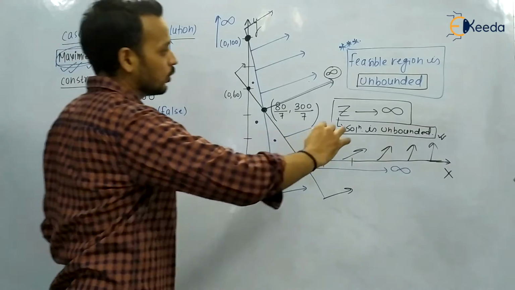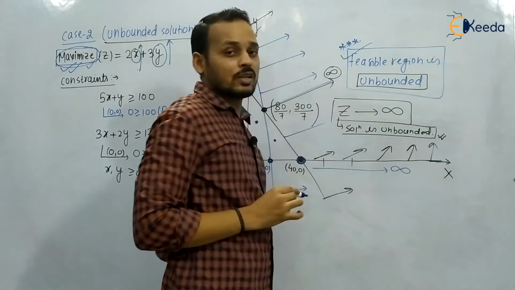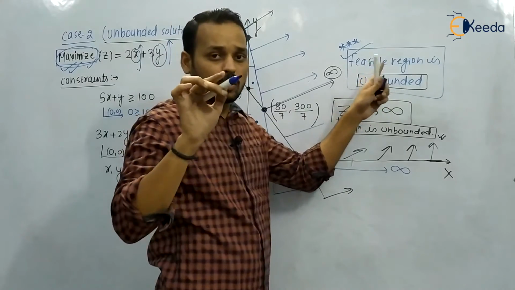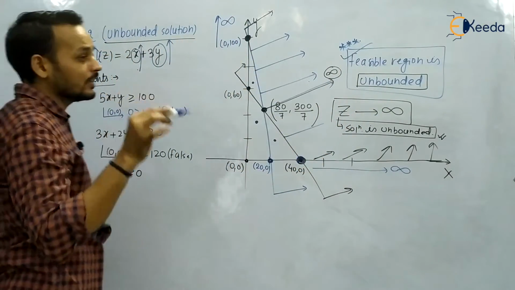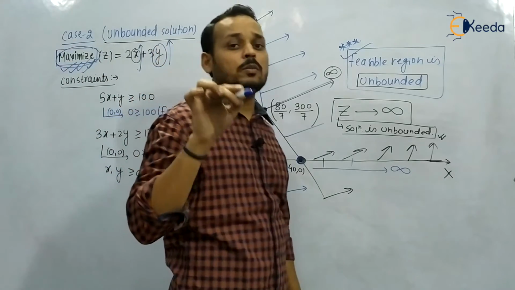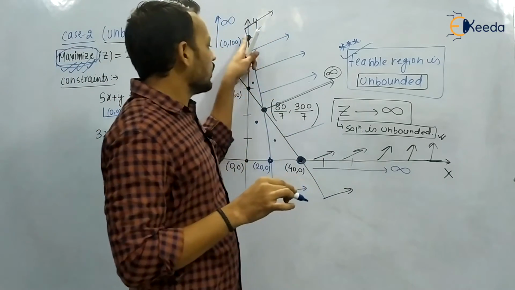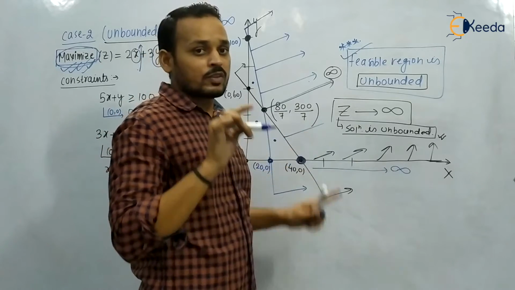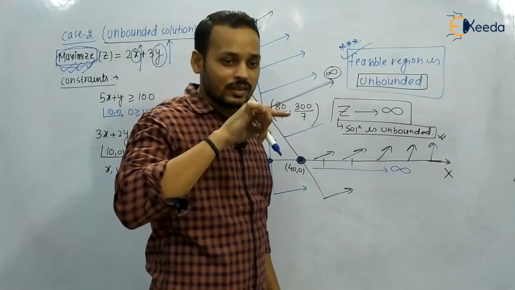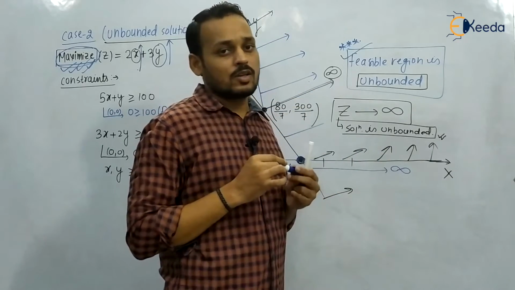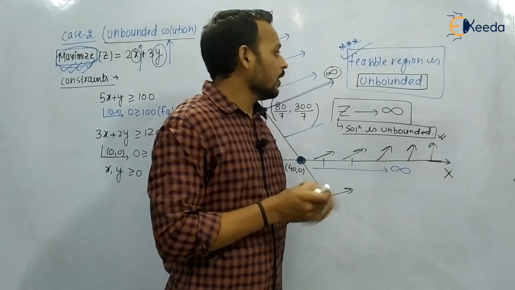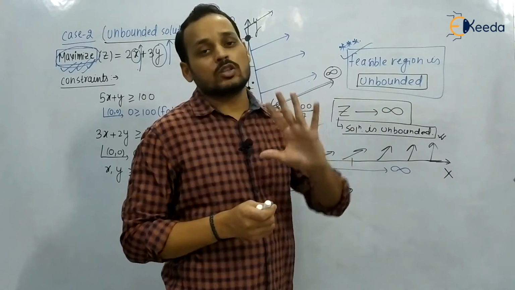If you get an unbounded feasible region, you must check the nature of the objective function, whether it is maximization type or minimization type. Just try to check the corner point. If it is a unique solution, then tick unique. If it is unbounded, then only tick unbounded. So blindly do not follow that an unbounded feasible region means an unbounded solution.